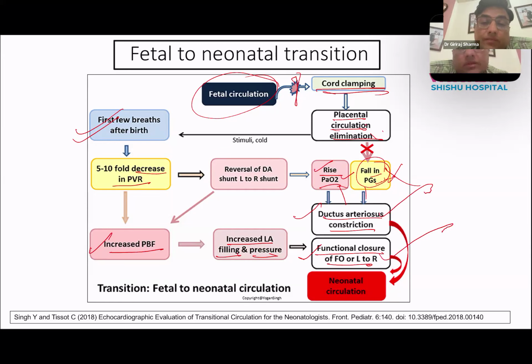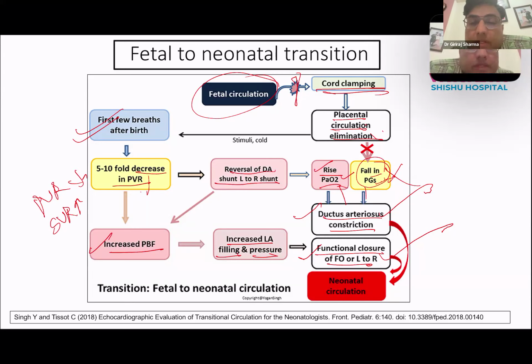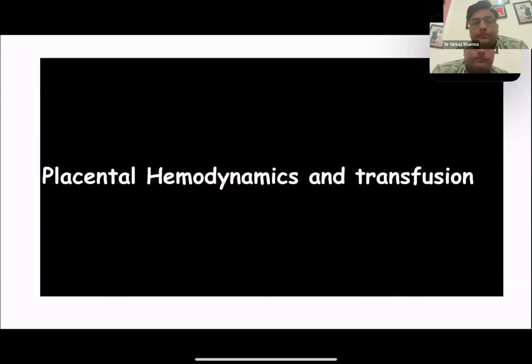The foramen ovale is closed, and there is reversal in shunting because PVR has reduced, but SVR has increased. Systemic vascular resistance increased. So there is reversal of the ductus arteriosus shunt, now left to right. So these are the changes from fetal to neonatal circulation at birth.